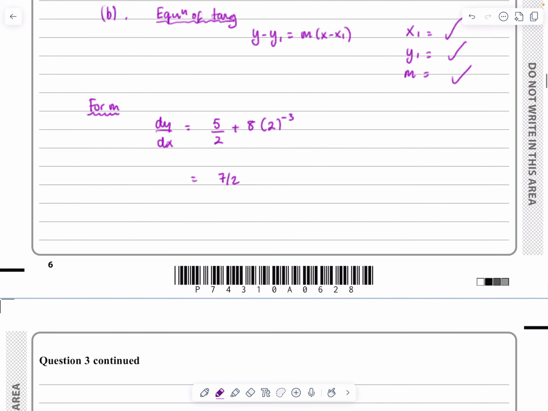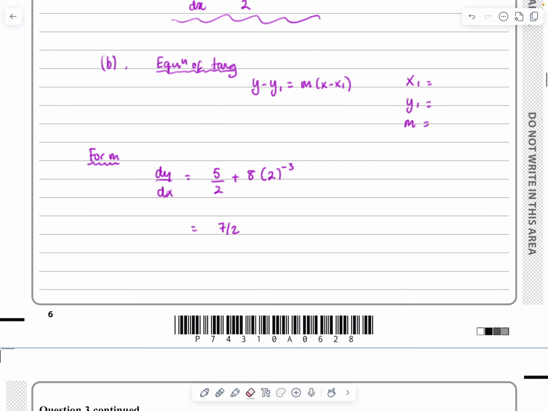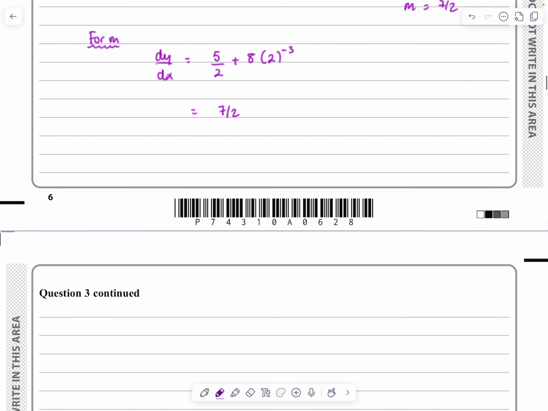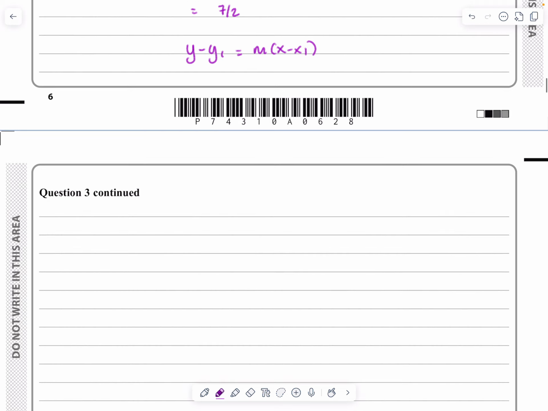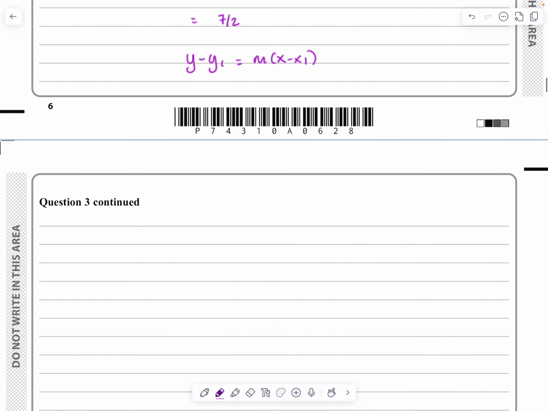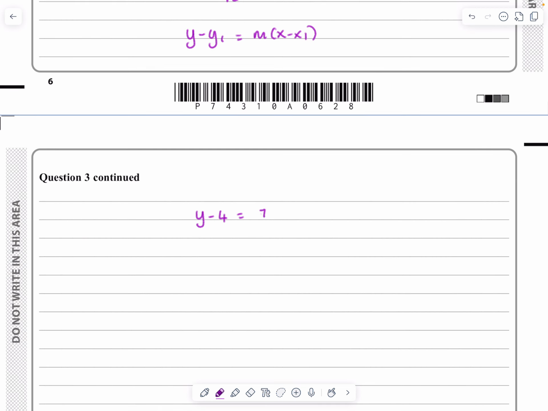So now my equation of tangent becomes, and let's say I always put these on here, so that the examiner can see what I'm doing. I've got the point x1 is 2, y1 is 4, and m now is going to be 7 over 2. So if I put that all in, y minus y1 equals m(x minus x1). So that gives me y minus 4 equals 7 over 2 (x minus 2).